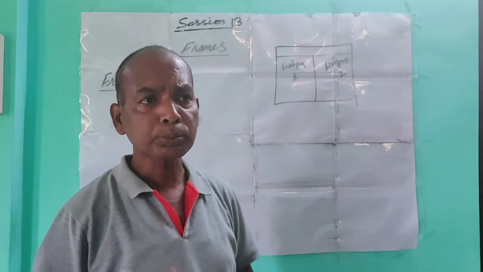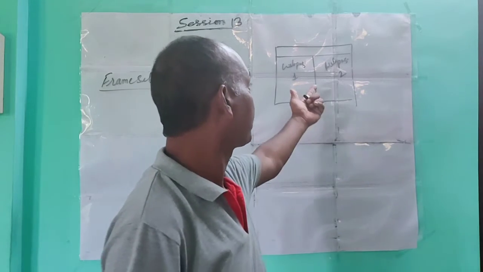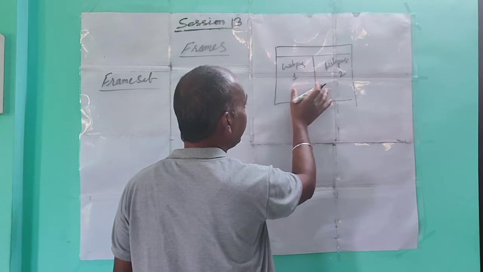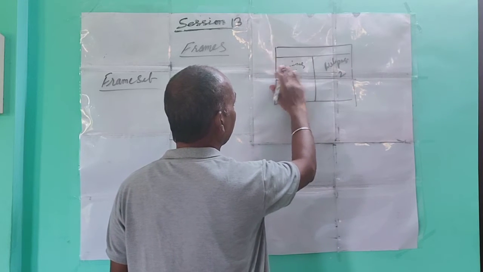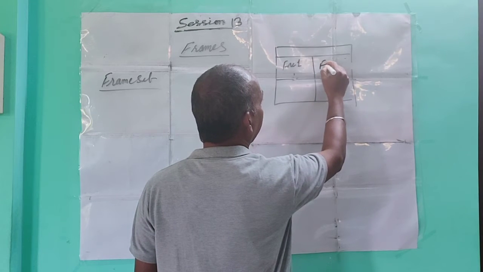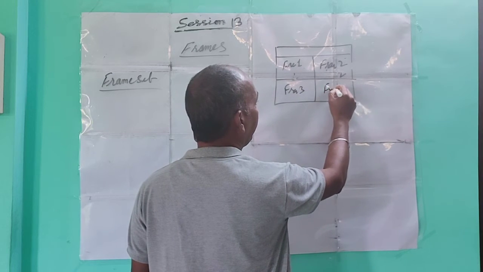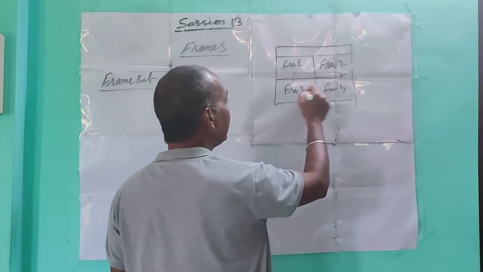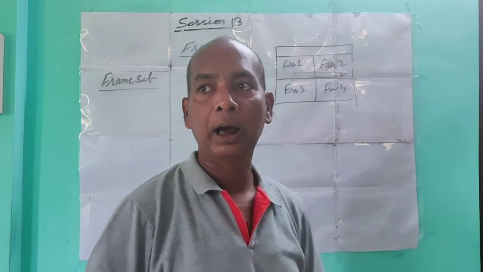So next, why do we require frames? Here we can create, in one single web page, 2 frames, 3 frames, 4 frames. If you want to create 4 frames, web page 1, web page 2, so you can say frame 1, frame 2, frame 3, and frame 4. That means at a time you can display different websites in a single window. That is called frame.